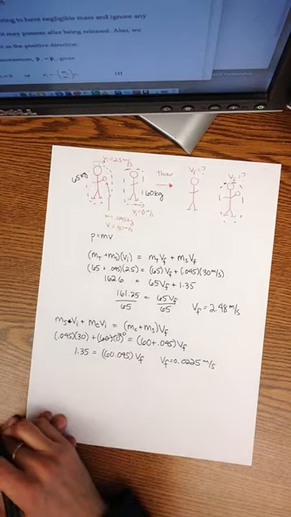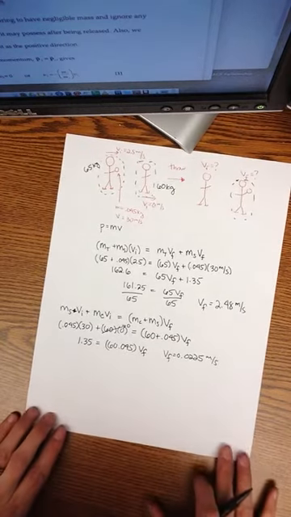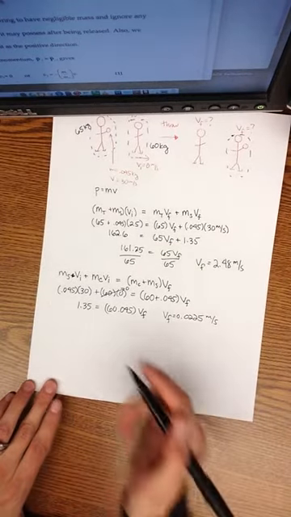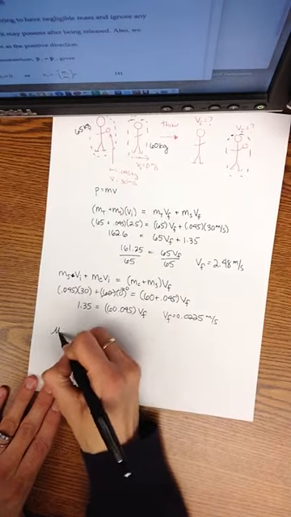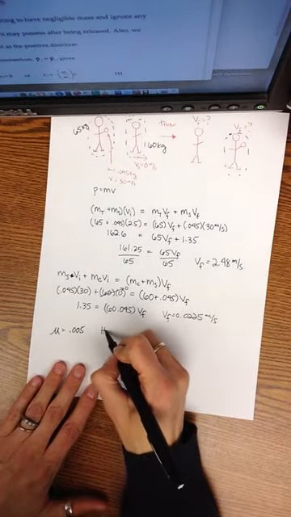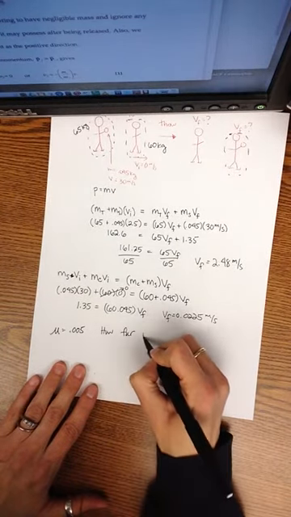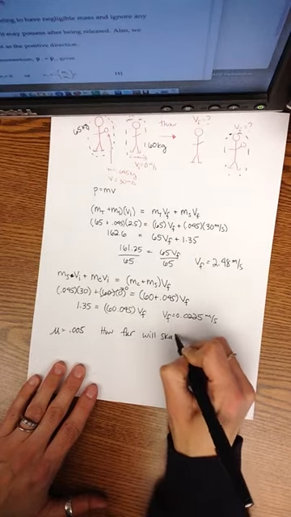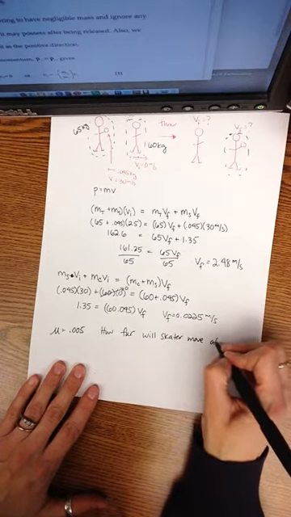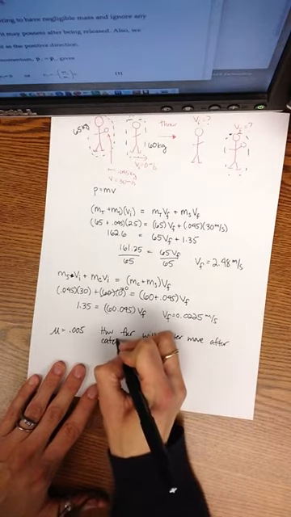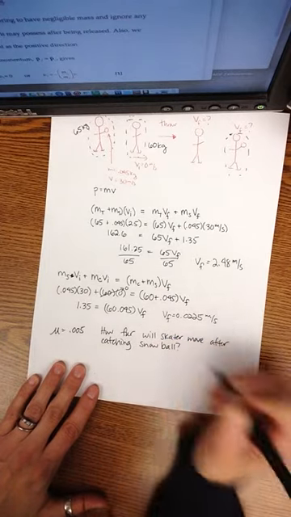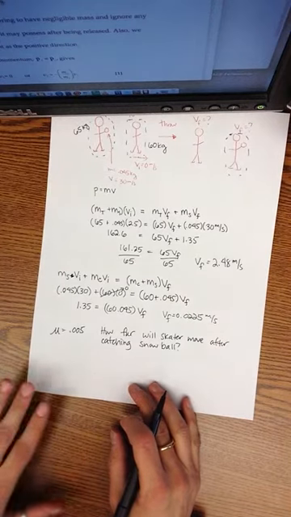Okay. So now let's add a little bit more fun here, because we can do a couple things with this. What if I say that the coefficient of friction between the ice and the skates is 0.005? How far will the skater move after catching the snowball?